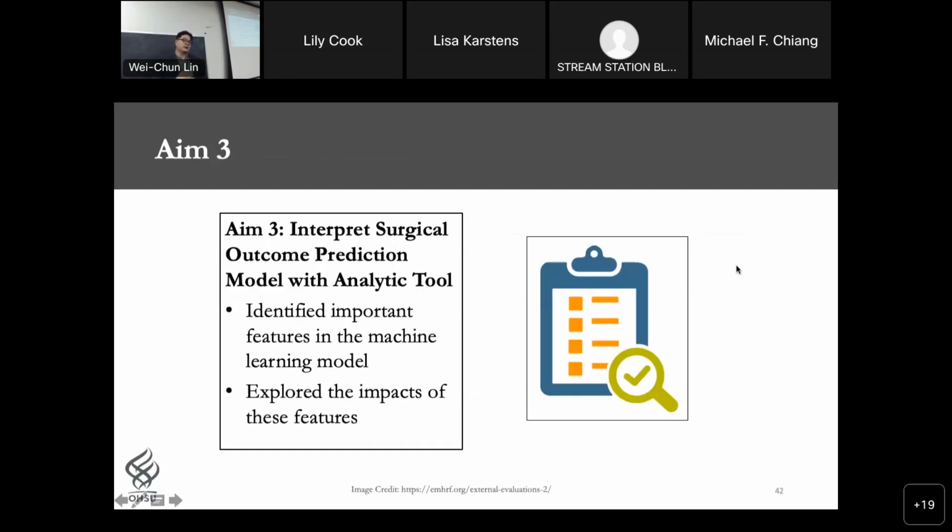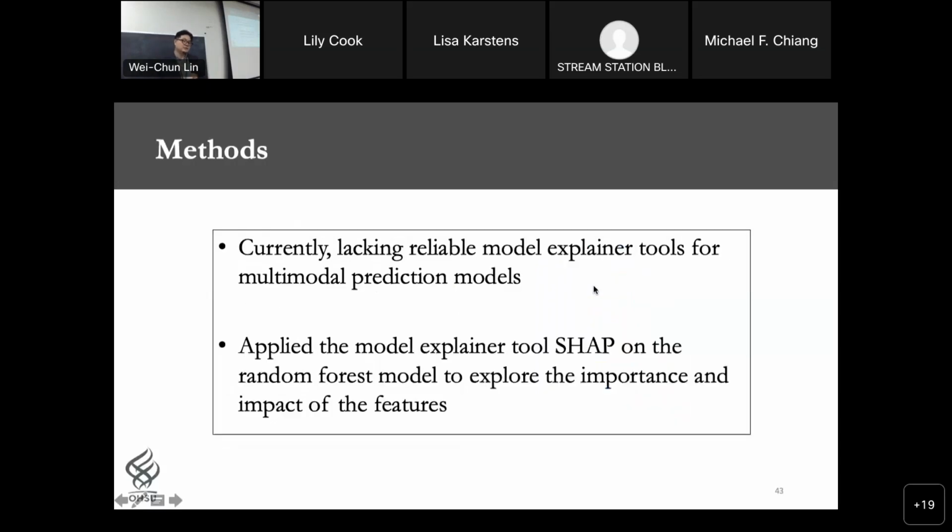In the last aim, we do an extension study from specific aim 2. We try to explain the developed model in aim 2 and to identify important features and their effect on the prediction result. Although the multimodal neural network shows a higher AUC score and better performance, currently there is no reliable model explainer tool for the multimodal design prediction model. So in this study, we focus on the best performance machine learning model using only structured EHR data. We apply the model explainer tool SHAP on the random forest model to explore the importance and the impact of the features.